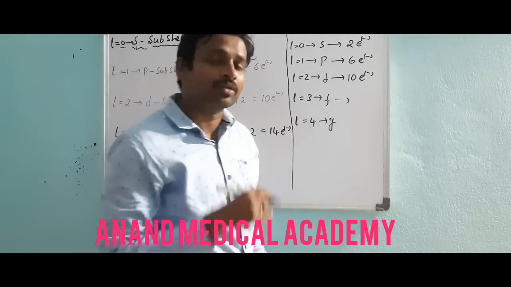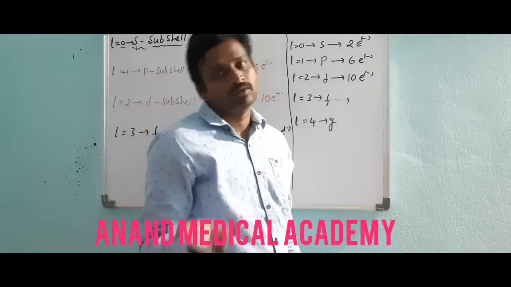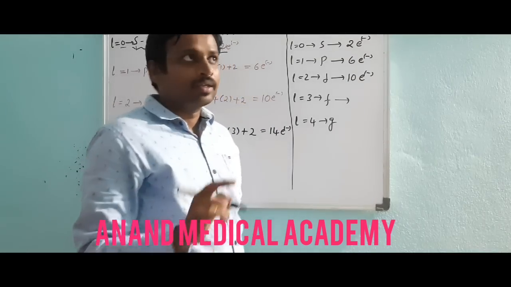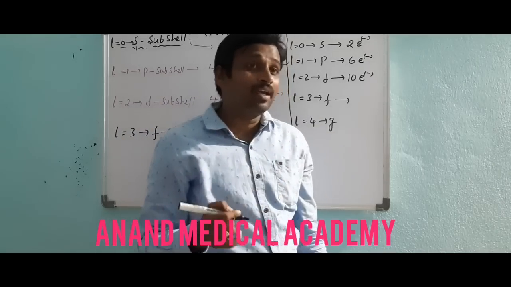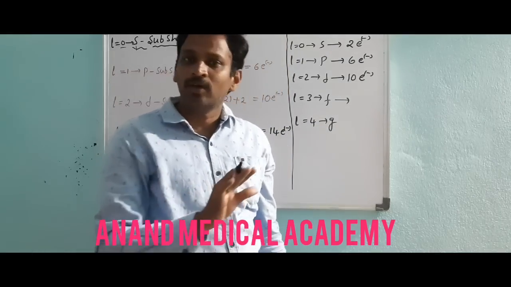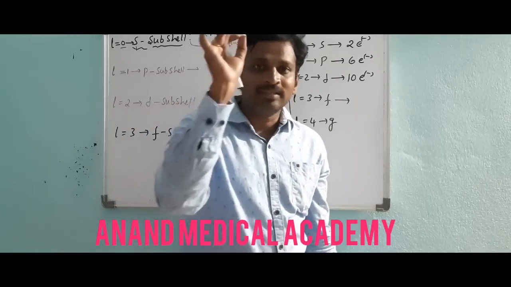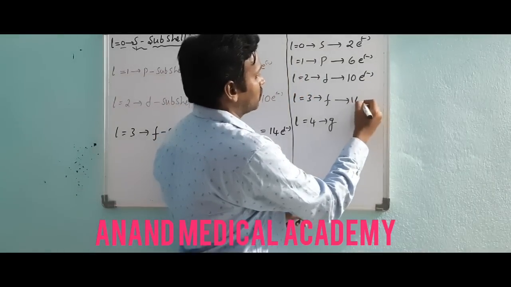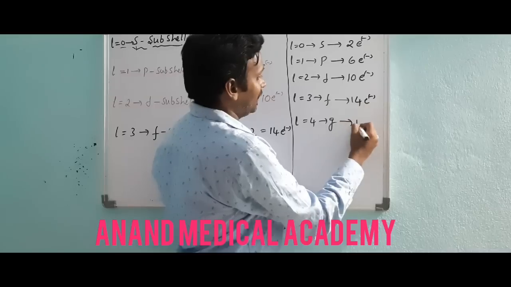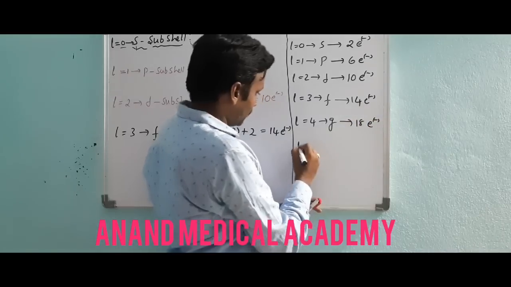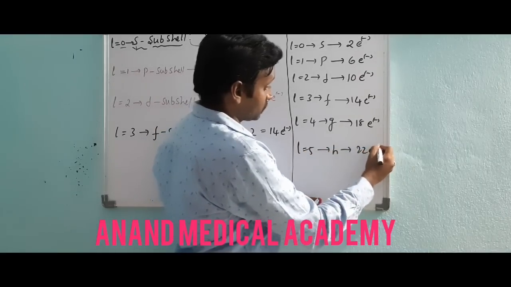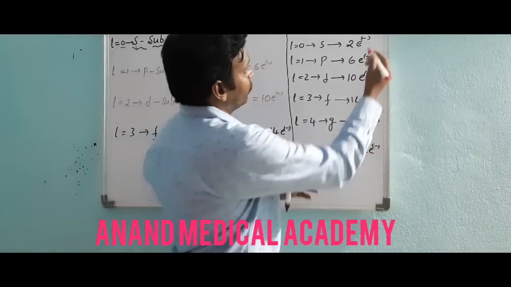Sir, 1s has 2 electrons, in 2s how many electrons? 2s also, S means 2 electrons. P means 6 electrons. In P, how to calculate? Is there any formula? No need of a formula, just add 4, that's it. 10 electrons, 14 electrons, 18 electrons. Next, if I take L equal to 5, that is H, that is 22 electrons.